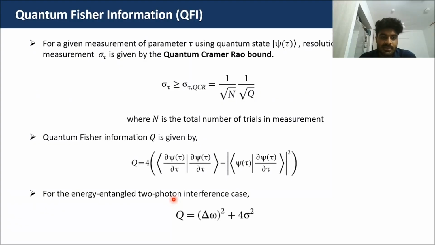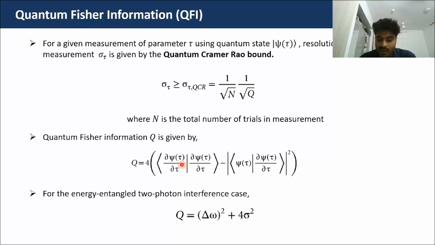And before going to the experimental setup, we need to also be aware of the quantum Fisher information, which is important for a given measurement of parameter tau using this quantum state psi tau. Resolution of measurement of psi tau is given by the Quantum Cramer-Rao bound. This bound is proportional to the square root of n, which is the total number of trial measurements, and q, which is the quantum Fisher information. So quantum Fisher information is given by this particular expression for a given psi of tau.